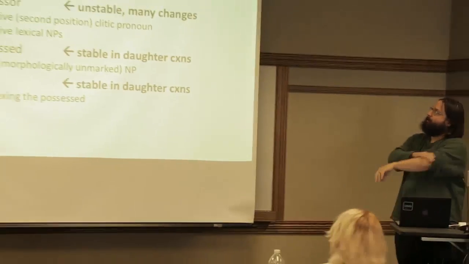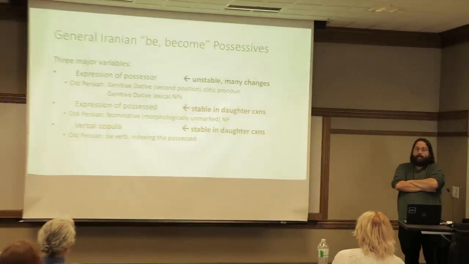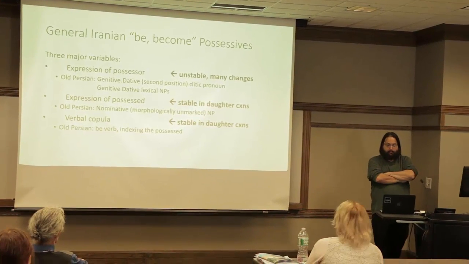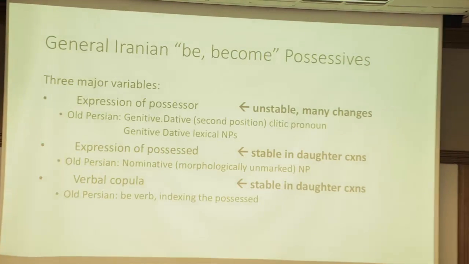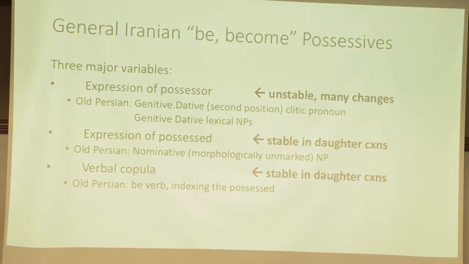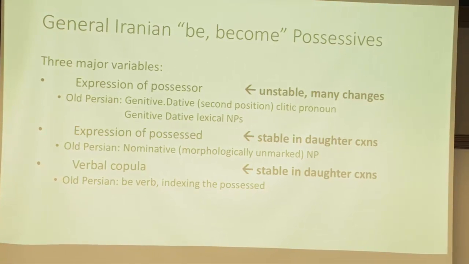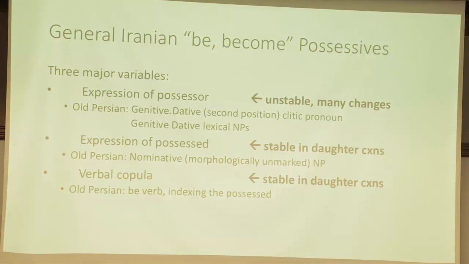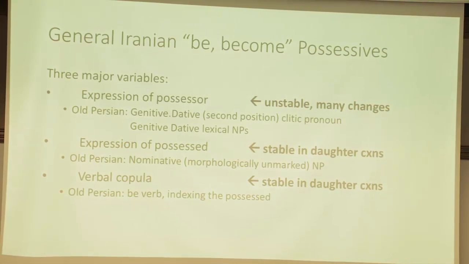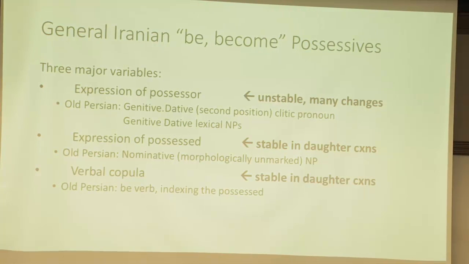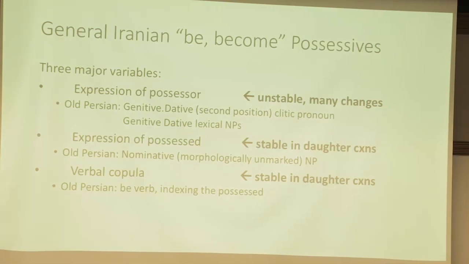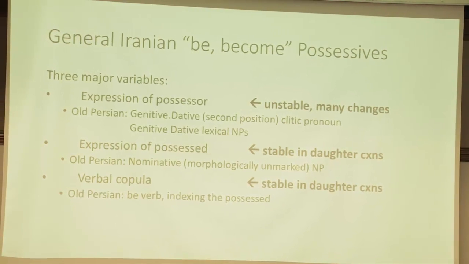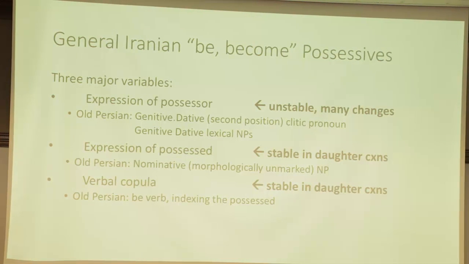So, in what I call the general Iranian be-possessives, we're going to have three major variables. The first is the expression of the possessor, which across Iranian is going to be very unstable, and there are going to be many changes in it, basically due to the loss or disintegration of the old case system. We're going to have the possessed, which is surprisingly stable across Iranian. It's almost always a nominative noun phrase. And we're going to have a verbal copula, which is usually just the be verb, not the locative verb.